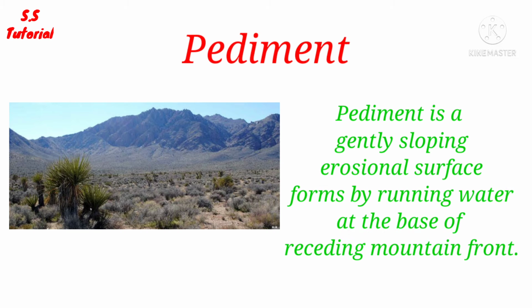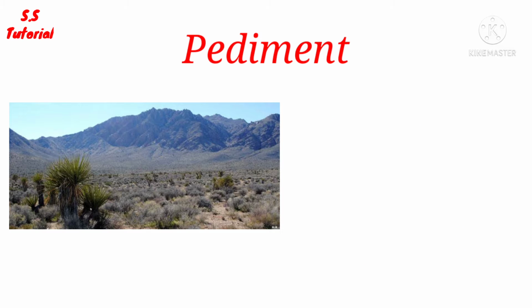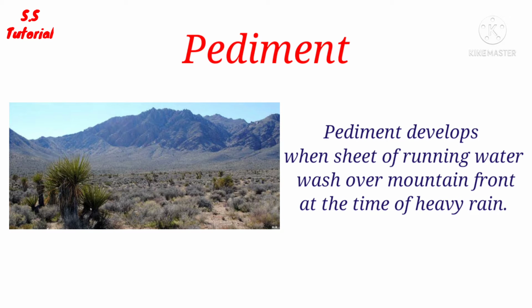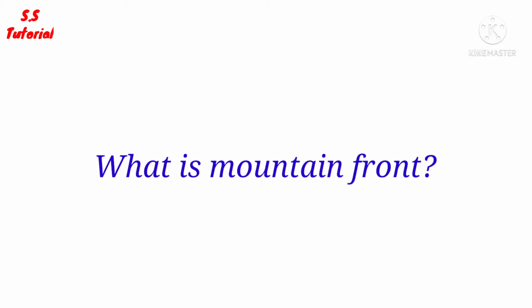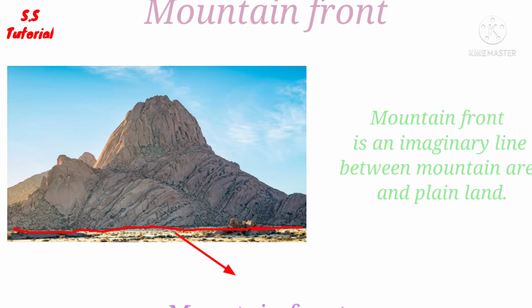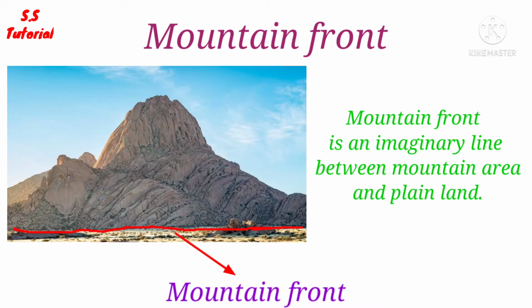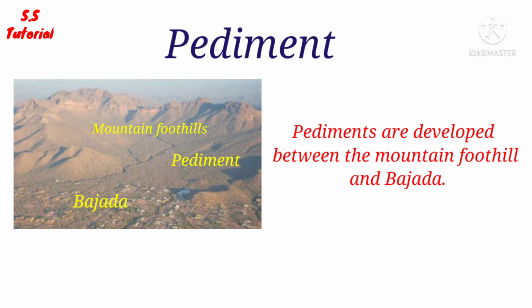Pediment is nothing but a gently sloping erosional surface or plain of low relief formed by running water in the arid and semi-arid region. It develops at the base of a receding mountain front when a sheet of running water flows over it at the time of occasional torrential rainfall. Here, the question is what is meant by mountain front? Mountain front is an imaginary line between the mountain area and a low gently sloping plain. Actually, pediments are developed between the foothill of the mountain and Bajada. We will know Bajada later.